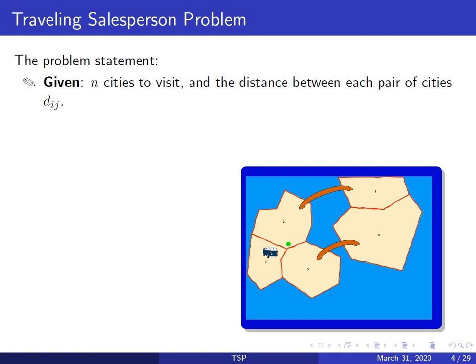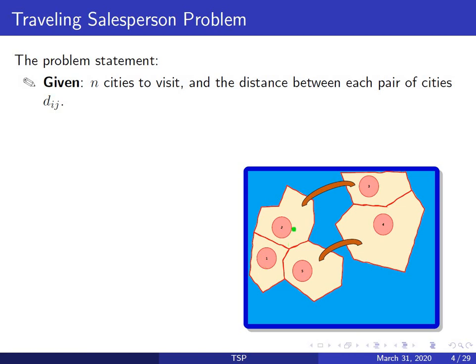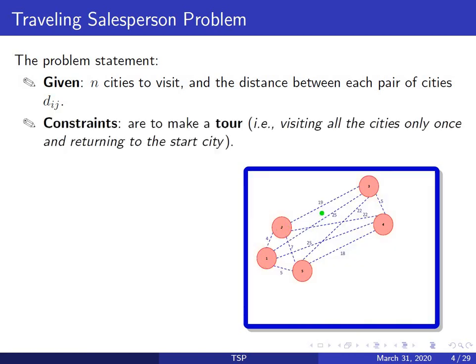Now let us formulate the problem using graph theory notations. Each city is represented by a node and the distance between the cities is represented by an arc. Here the distance is represented by a number adjacent to the arc. Now, the main restriction of the traveling salesperson problem is to make a tour. What is a tour? A tour is nothing but visiting all the cities only once and returning back to the start city. This tour in general is called a vertex tour or Hamiltonian tour.